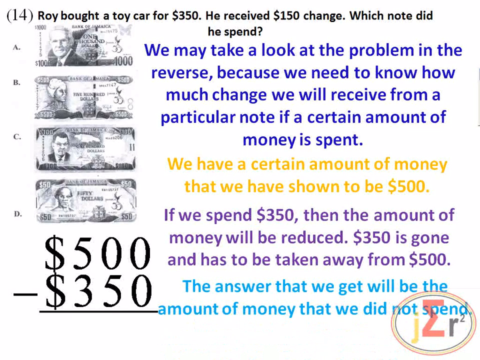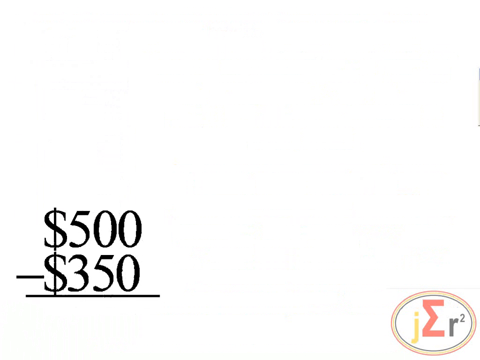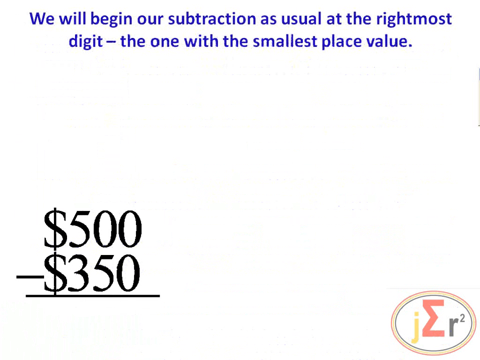The answer that we get will be the amount of money that we did not spend, which is the change. So we take the amount of money that we have, we reduce the price of the article, and what we receive will be our change, which is the amount of money that we did not spend. The answer will therefore be our change. We will begin our subtraction as usual at the rightmost digit, the one with the smallest place value.